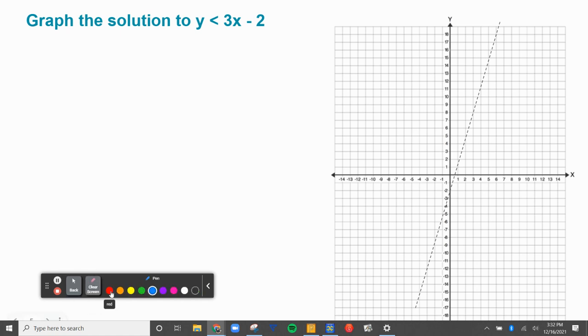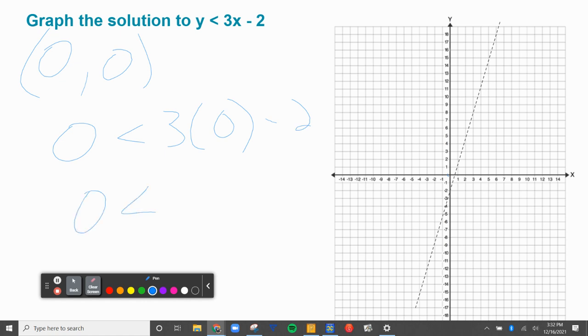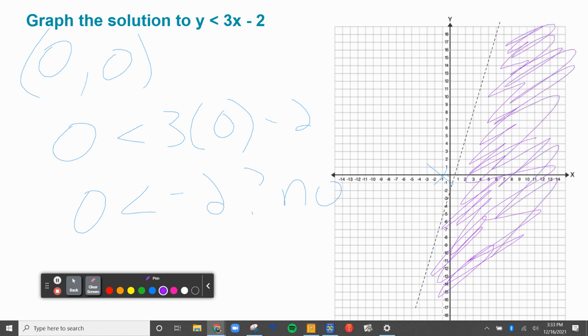Now to see which side we should shade, we need to plug in, let's go with 0, 0. That's a good spot, because 0 is very easy to multiply, and it's definitely not on the dotted line. 0 is less than 3 times 0 minus 2. 0 is less than 3 times 0, which is 0, minus 2. Is 0 less than negative 2? No. 0 is greater than negative 2. So this is not a solution, which means that everything to the right of that will be a solution. Everything in here, but not the dotted line. It has to be to the right of the dotted line.